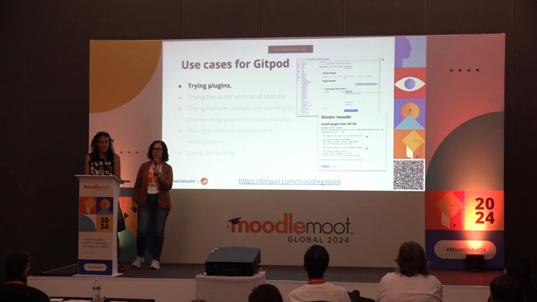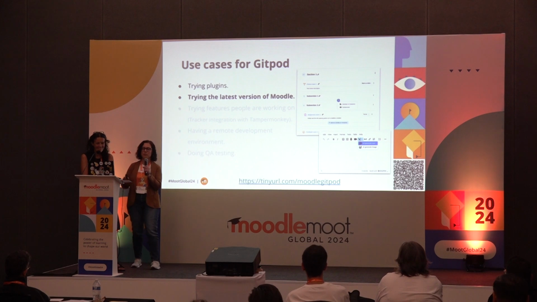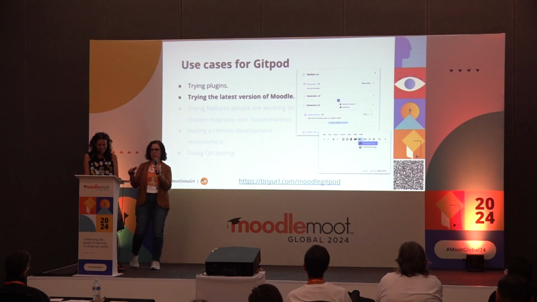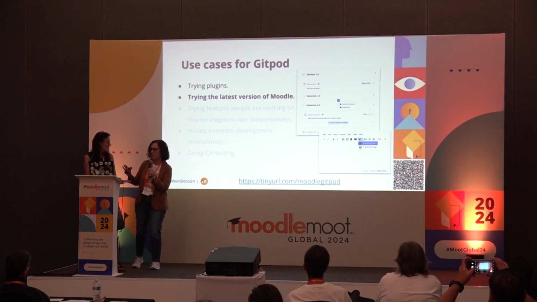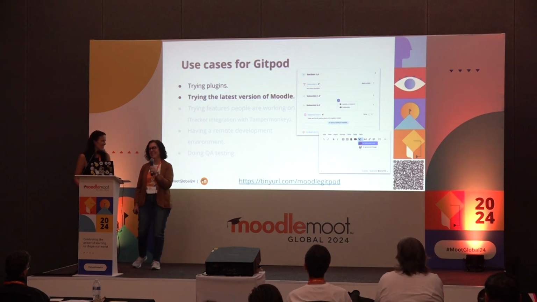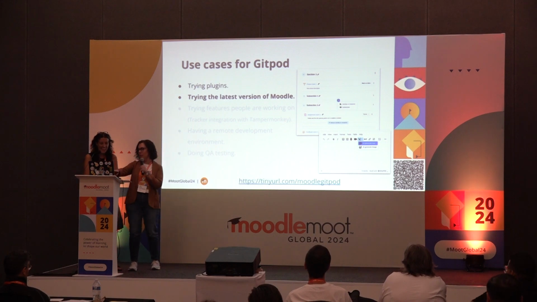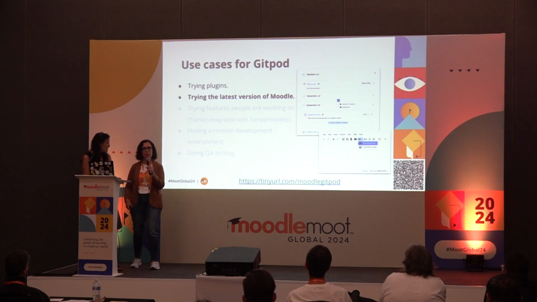Something else you can use Gitbot for is to try the latest version of Moodle, because when you launch this, it's the latest version with the main branch, am I saying that right? Perfect. So for example, if you launch it now, you will see the new subsections and the AI subsystem already. So if you have credentials with any AI provider, you can actually try it.